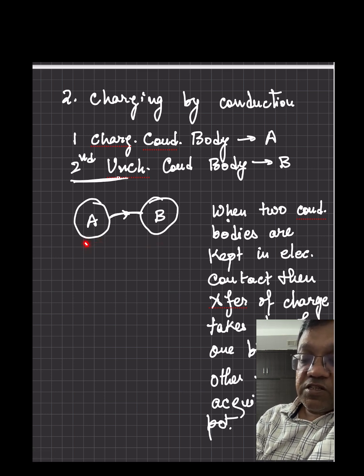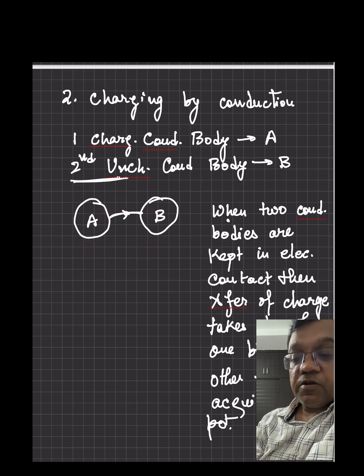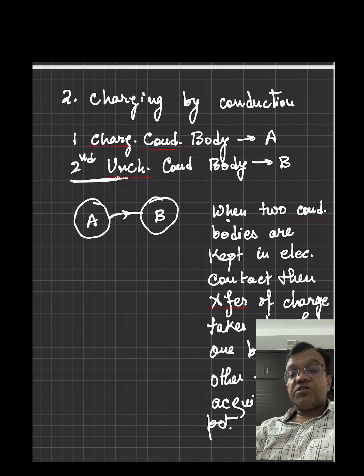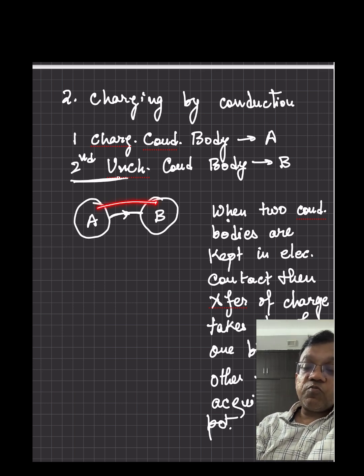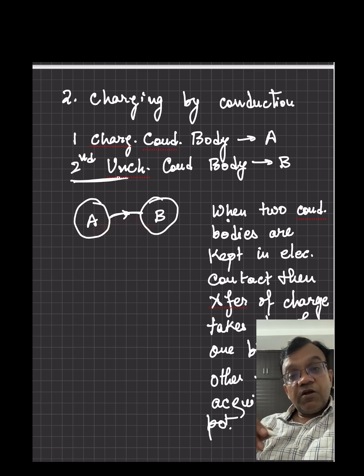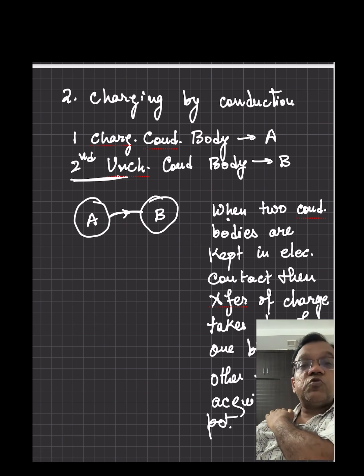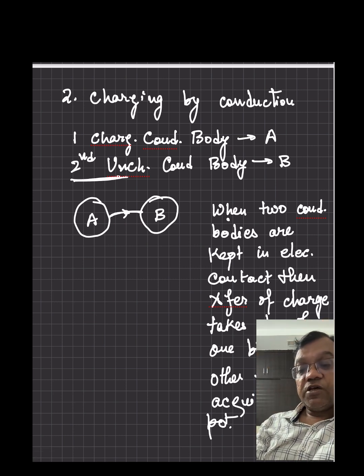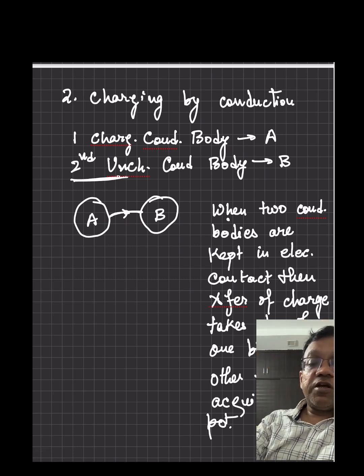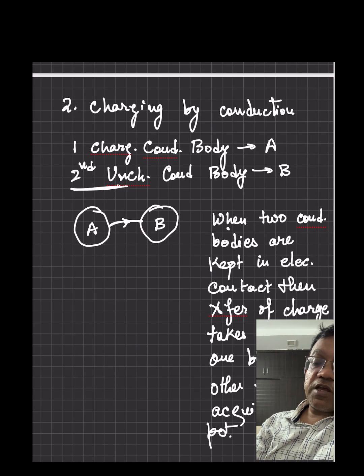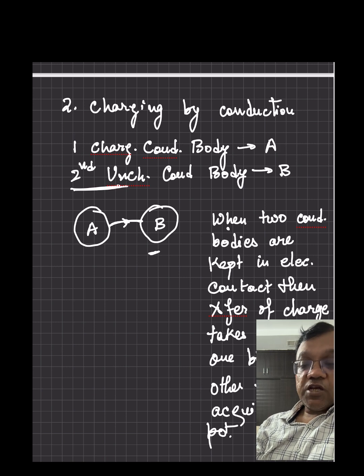So what happens when we have kept these two bodies in electrical contact? One has some potential, the other has zero potential. So transfer of charge will take place from one to the other. Either electrons move from here to here, or from here to here. In both cases, B will acquire some charge, and that is our only purpose, that B must acquire some charge. So the charging of B has taken place.